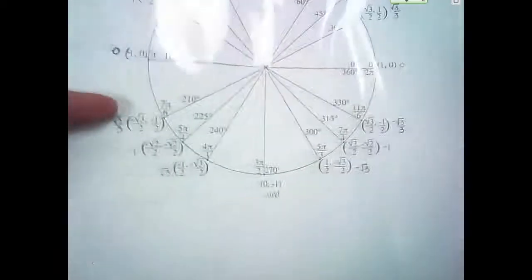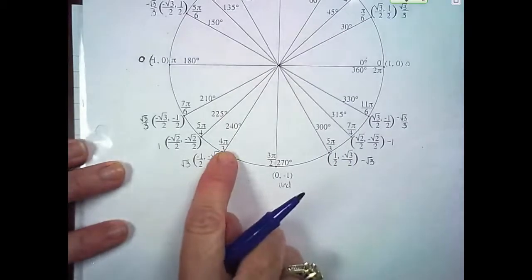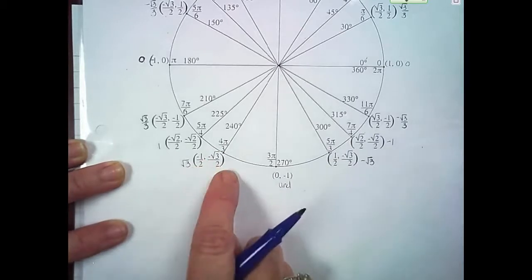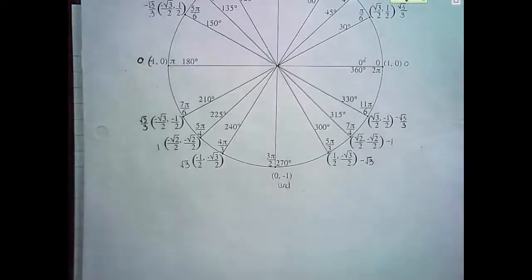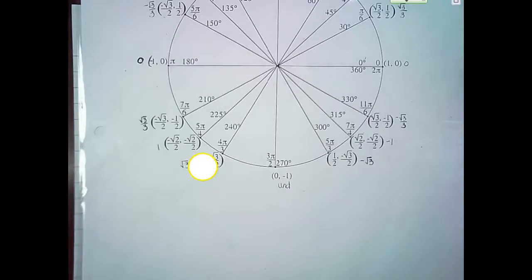Okay, now go to number 2. Cosine at 4 pi over 3. 4 pi over 3 is down here on the unit circle. And this is cosine and sine. So what's the answer then? It's right here. Cosine. So negative 1/2, right?